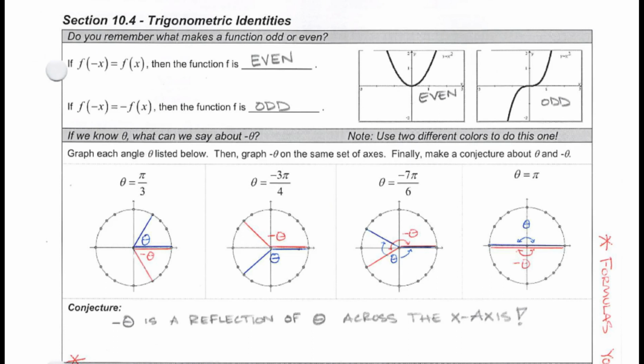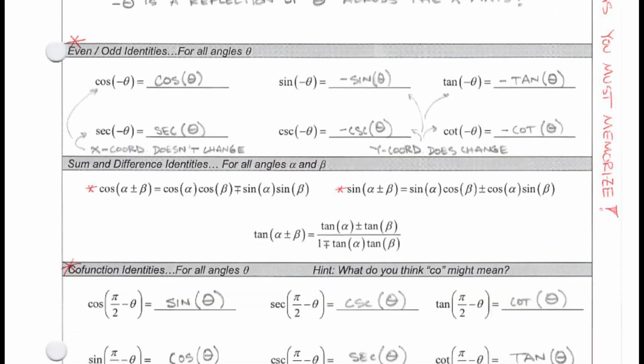I'm going to go back and refer to one of those formulas right now, the sum difference identities. For this problem, we're going to look at the sum difference identity for cosine. That is starred there. It's one of the ones you have to remember, and it is cosine of alpha plus or minus beta equals cosine alpha cosine beta minus or plus sine alpha sine beta. So that's the formula we're going to use.